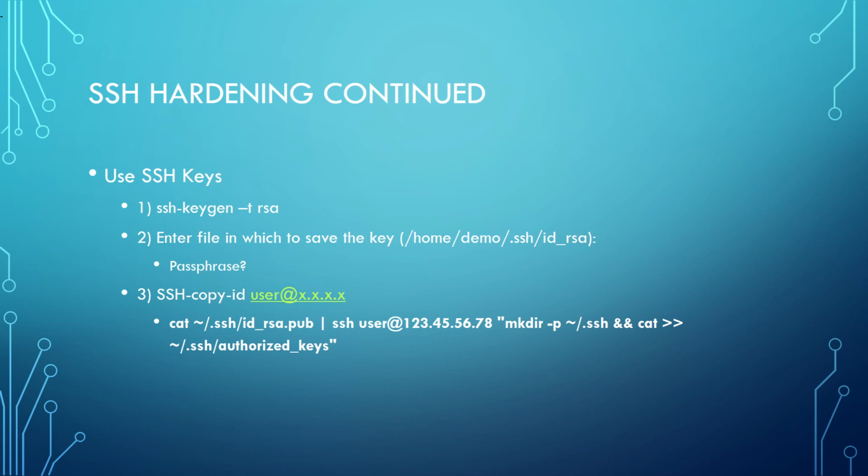To disable password authentication, all you have to do is navigate to sshd_config, and then within that file, you're going to change the variable for password authentication to no. By default, it's yes. And that'll drastically improve the security of your server.